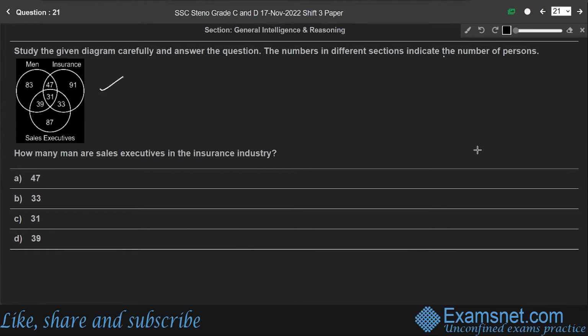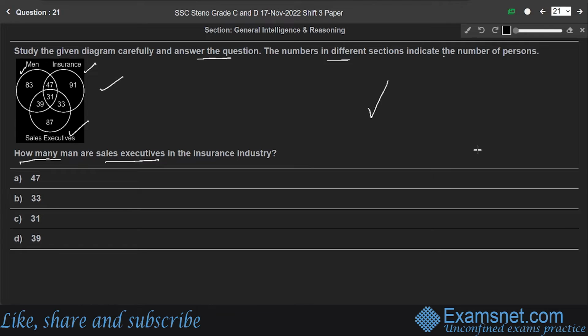Question number 21. Study the given diagram carefully and answer the question. The numbers in different sections indicate number of persons. So here is the set of men, the set of insurance, or number of persons who work in an insurance company, and the third set indicates number of sales executives. Here the question is how many men are sales executives in the insurance industry?